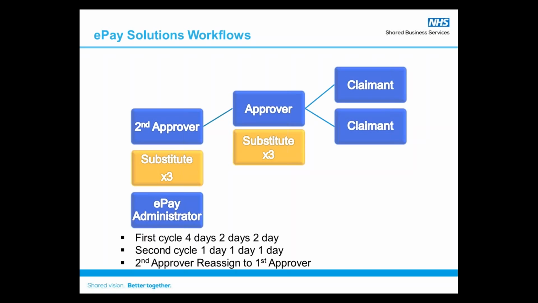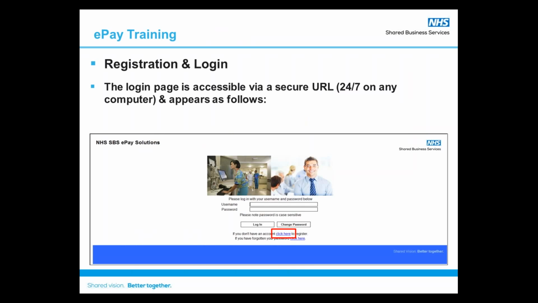Substitutes won't get emails about those claims because they'll only get them for their own teams, but they can use that functionality when the original approver asks them to do so. In terms of registration, you'll be sent a link to the ePay system when the organisation wants you to register, and the login page looks like this.